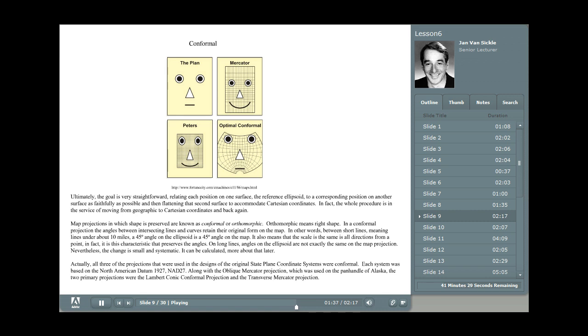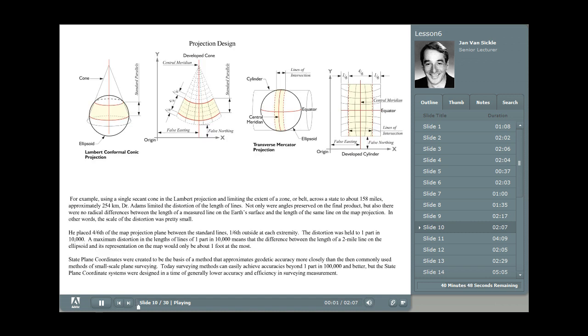Now, on long lines, angles on the ellipsoid are not exactly the same as on the map projection. Nevertheless, the change is small and systematic. There are three projections used in the original state plane. They're all conformal, and all originally were in the North American Datum 1927. Today, they're actually in North American Datum 1983, but originally in NAD 27. There was the oblique Mercator projection in the panhandle of Alaska, and primarily the Lambert conformal conic projection and the transverse Mercator projection.